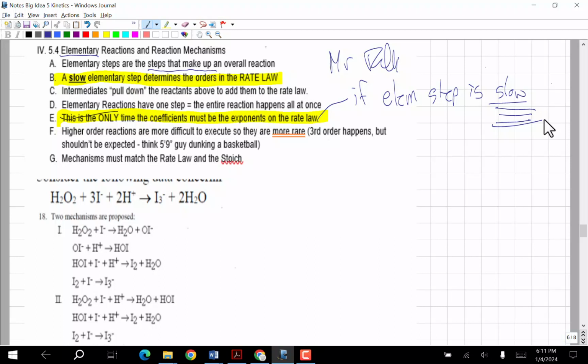Higher order reactions are more difficult to execute, so they are more rare. Third order happens but shouldn't be expected.